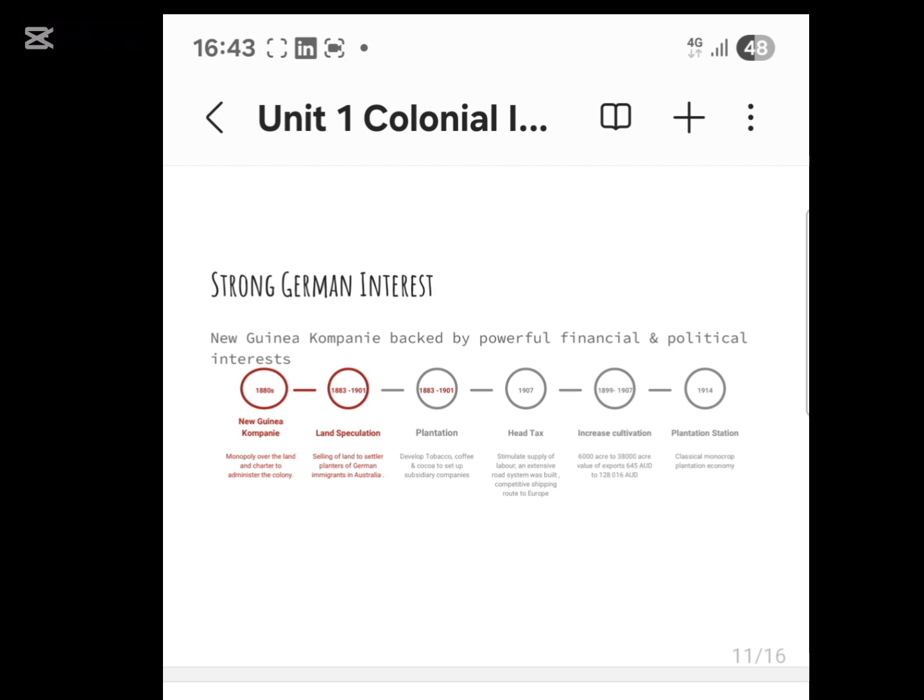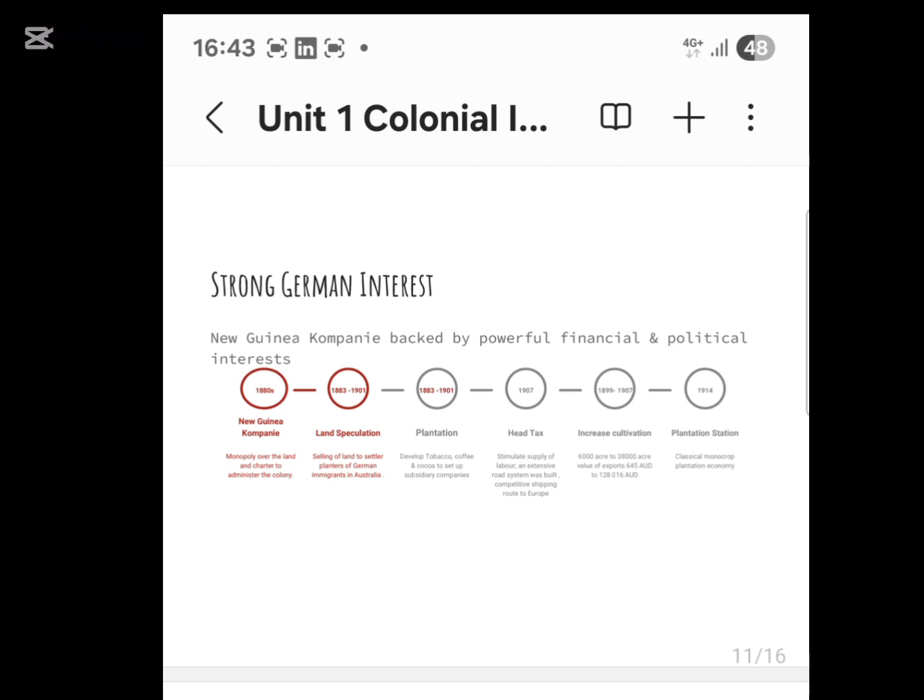They started to sell land and attract settlers to come in and invest in agricultural plantations. By 1883 to 1901, we saw the creation of plantation economies, with examples of plantations in both New Ireland and New Britain.